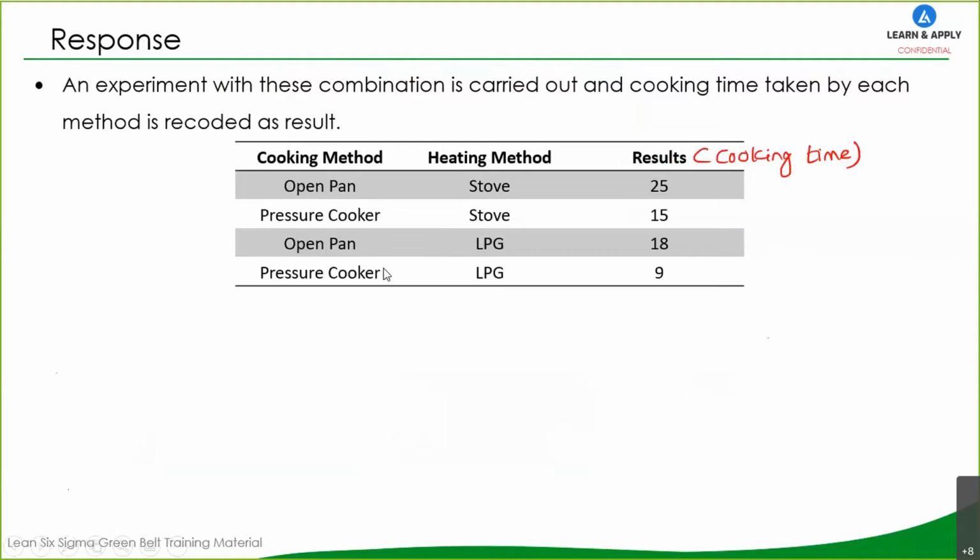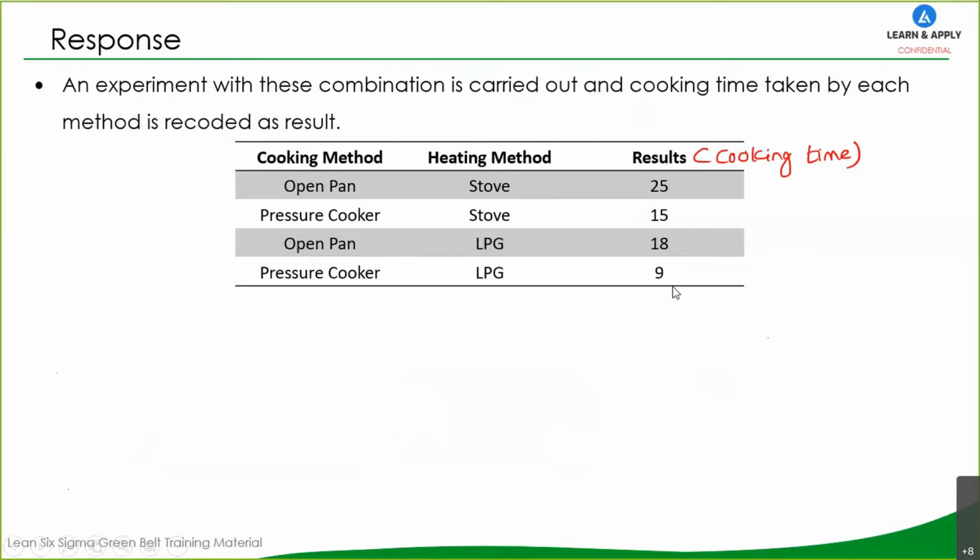Now these are the combinations. So let's just try to understand. We are having cooking method as open pan, heating method as stove, and we are getting the cooking time as 25. And the same combination, pressure cooker, stove, we are getting 15. Open pan, LPG, we are getting 18. Pressure cooker and LPG, we are getting 9. So this is the experiment, let's say we conducted, and we are getting these results.